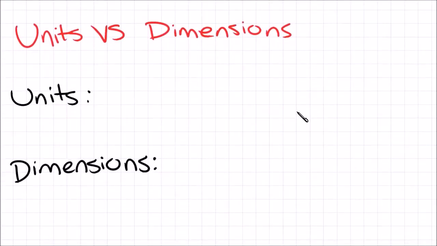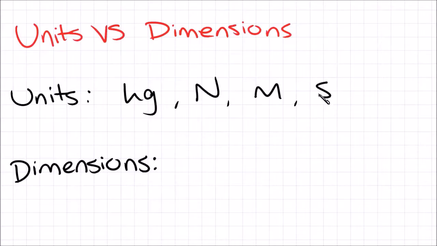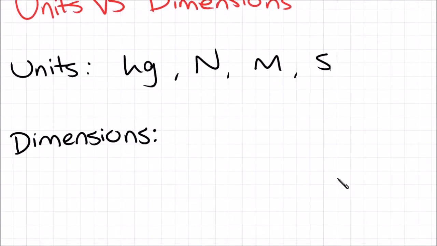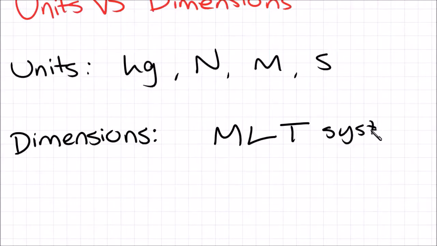So first, looking at units, you should have seen this in your previous studies. Units are things like kilograms, newtons, meters, seconds, among other things. Dimensions construct units. So the dimension of kilograms is M, dimension of meters is L, and the dimension of seconds is T. And we can construct things like newtons out of these three dimensions. And this forms the MLT system.